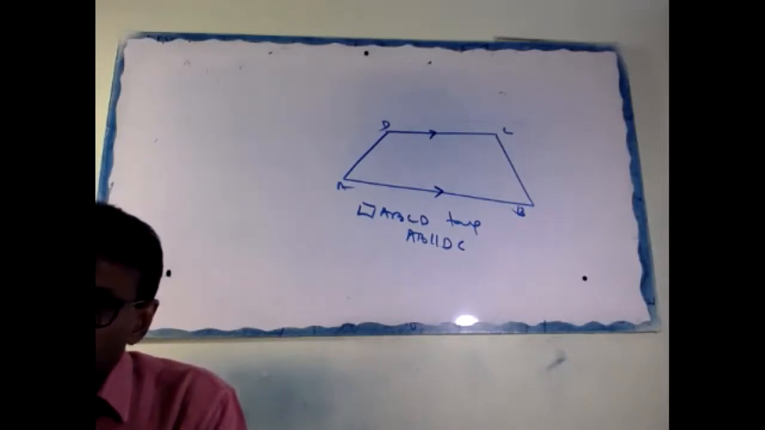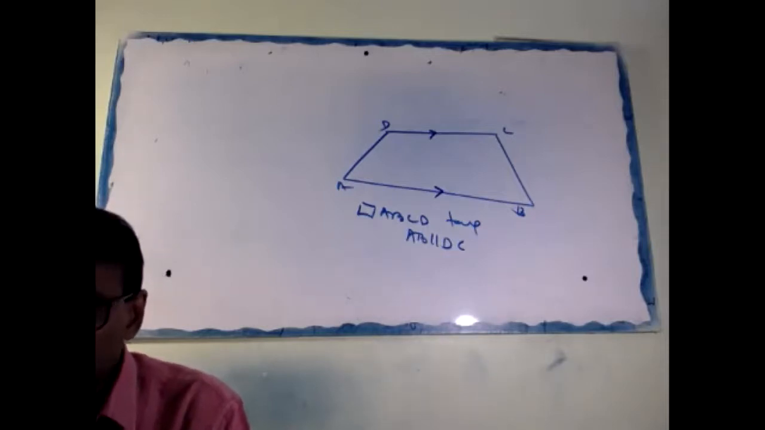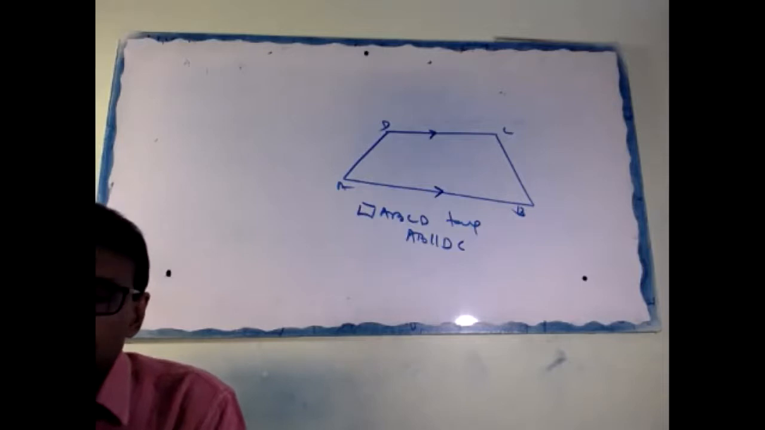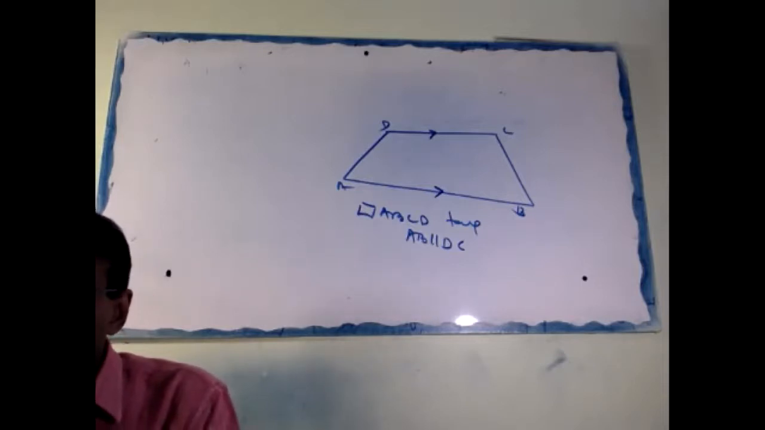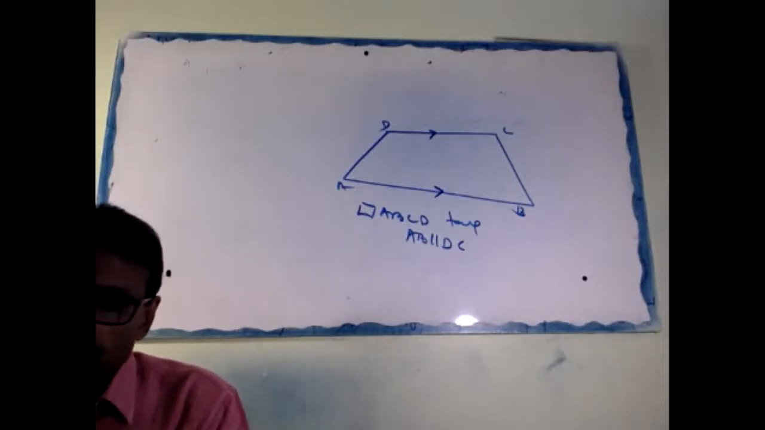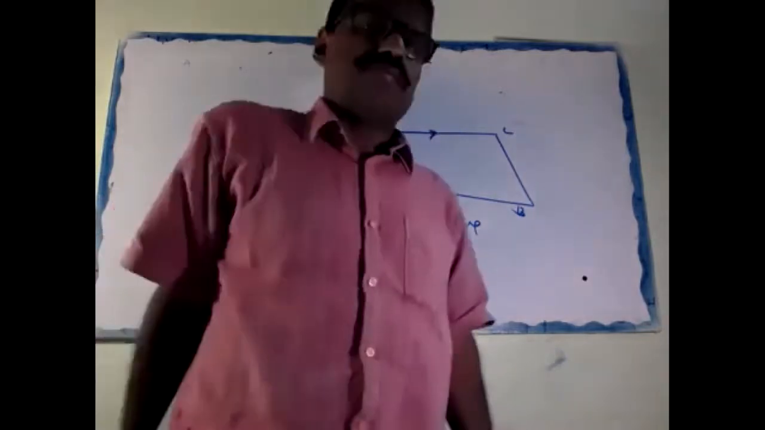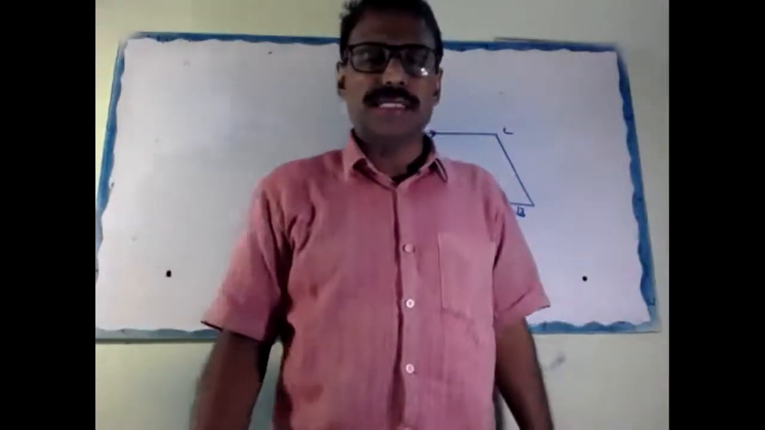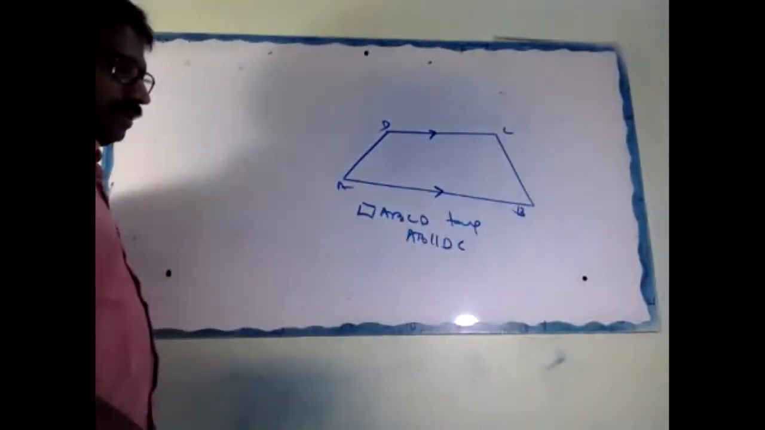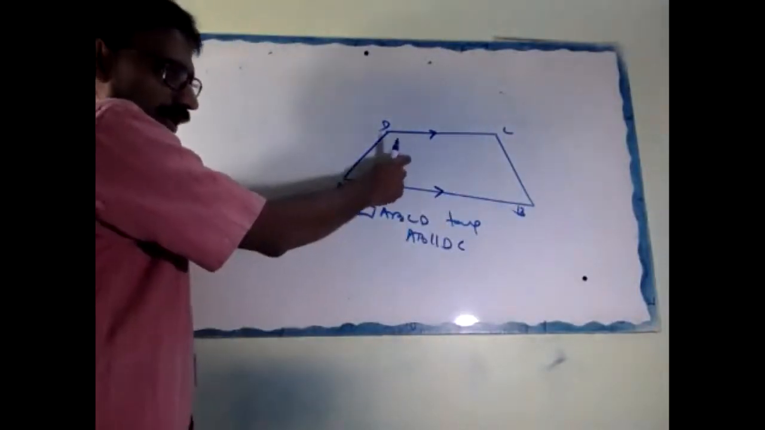A trapezium is said to be an isosceles trapezium if its non-parallel sides are equal. Okay, we can draw this one again. Draw the figure.